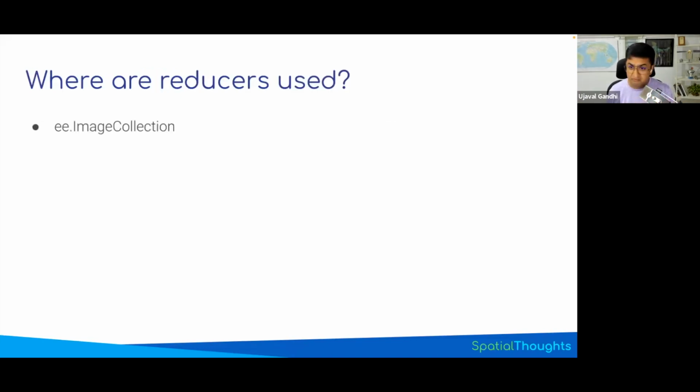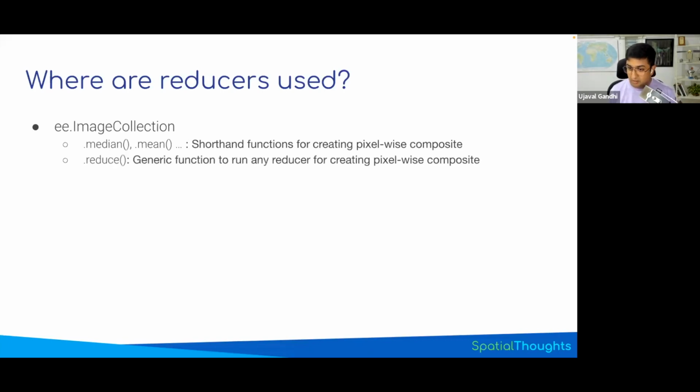Well, as we learned, we can apply them on many different kinds of objects. If you take an image collection and you would have run this function, right, dot median, this will create a median composite per pixel from all the pixels in all the images in the stack, and this will aggregate the images temporally. And there are a few shorthand functions like this: median, mean, max, etc. They are shorthand for a more generic function called dot reduce. So if you have any image collection, you can say dot reduce and give any of the reducers, and it'll run that statistic. So dot median is equivalent to saying dot reduce ee.Reducer.median.